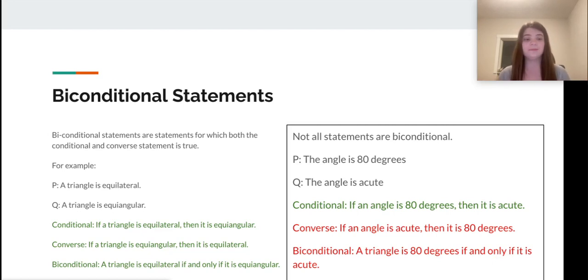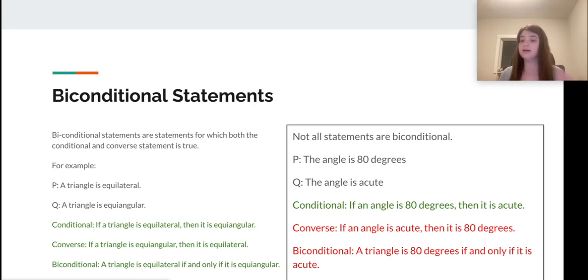So for example, P, a triangle is equilateral. Q, a triangle is equiangular. The P implies Q and Q implies P are both true. Therefore, the statement is biconditional. We know that it's true that if a triangle is equilateral, then it is equiangular. We also know if a triangle is equiangular, then it is equilateral. And we also know that a triangle is equilateral if and only if the triangle is equiangular, right?